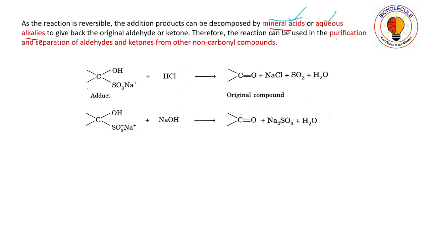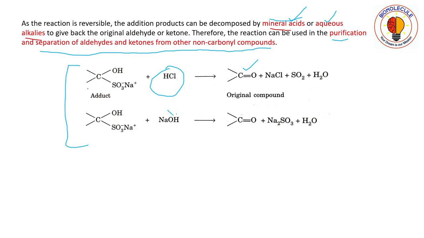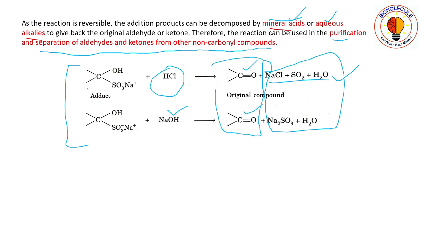So therefore the reaction can be used in the purification and separation of aldehydes and ketones from other non-carbonyl compounds. So you can purify and separate from the mixture. See, these are the adduct. Okay, so if you treat it with HCl, that is mineral acid, you are getting this ketone, that is acetone, and the same adduct if we treat it with NaOH, sodium hydroxide, you are getting the same ketone. Here the side products are different, so you do not have to take into consideration these side products. Our main original compound is this ketone.